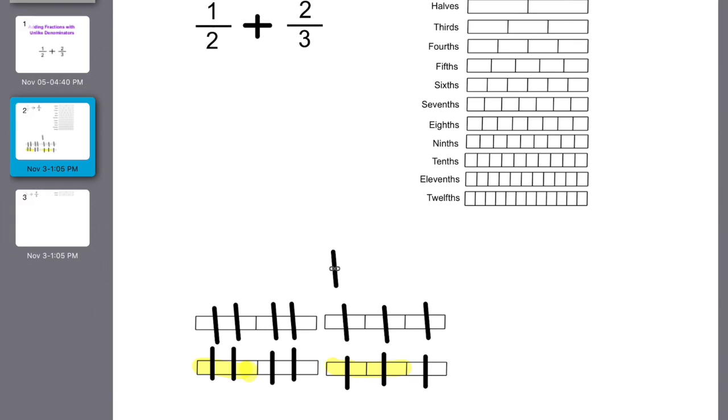Okay. And now we see that there are 3 shaded on this one and 4 shaded on this one. So I'm going to bring it up to this and highlight 1, 2, 3, and then 1, 2, 3, 4.